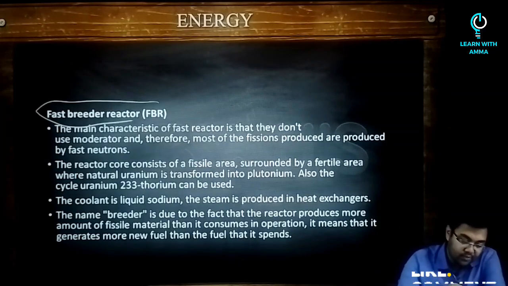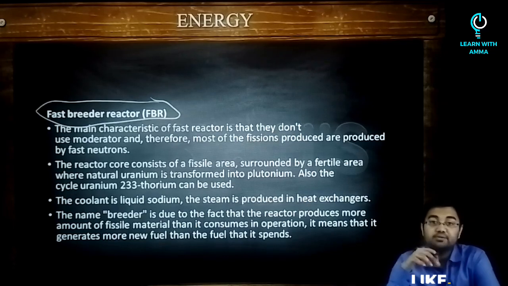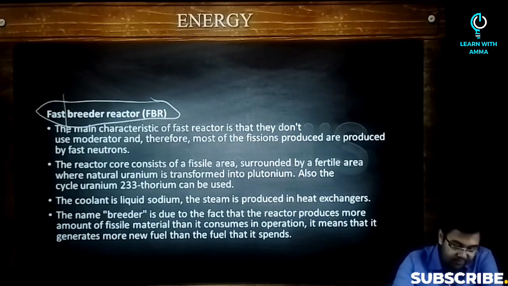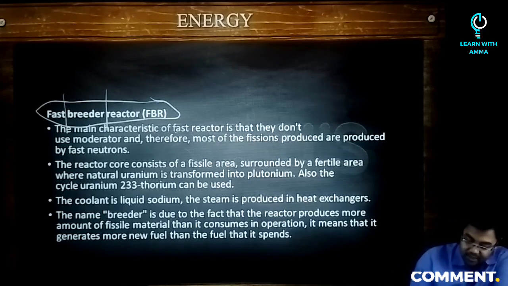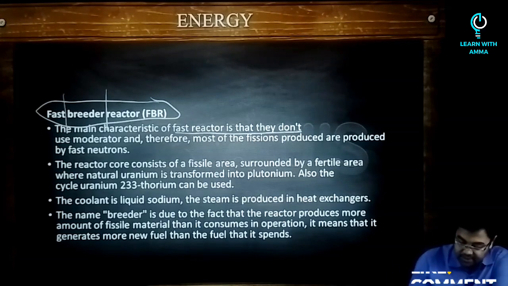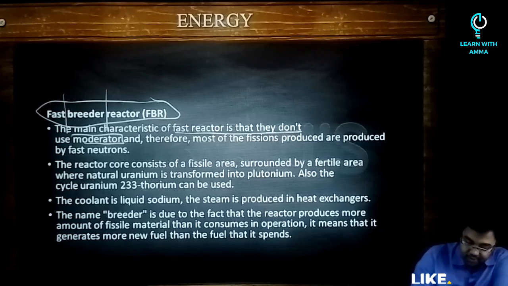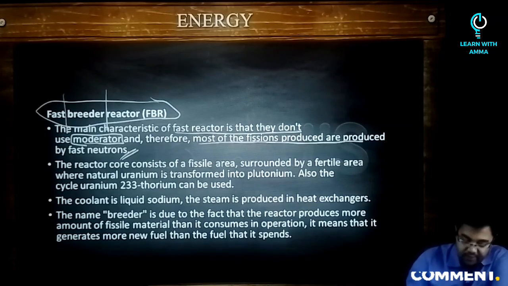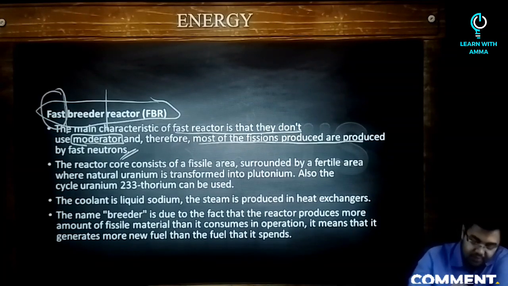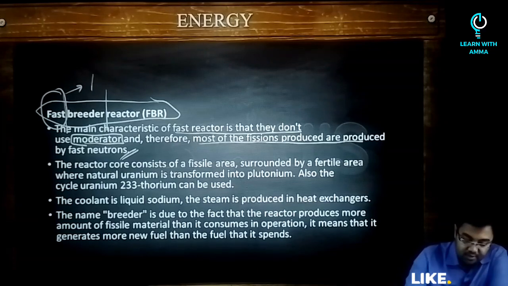Then you have another kind of reactor which is called the fast breeder reactor. So why fast and why breeder? These are the two things that you need to study here. The main characteristic of a fast reactor is that it doesn't use a moderator. There is no moderator being used here, and therefore most of the fission is produced by fast neutrons, and therefore the name fast comes because it is using fast neutrons.